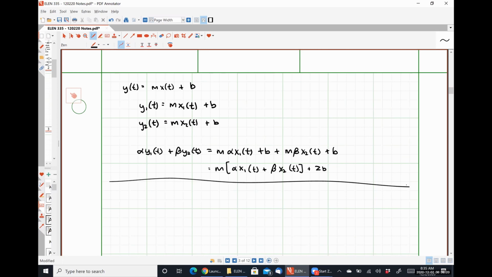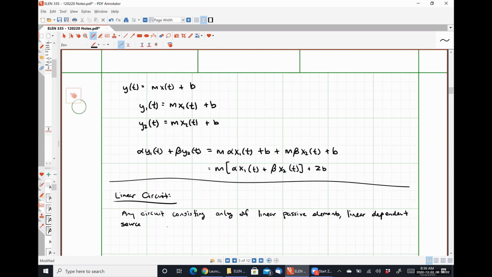we will say then that a linear circuit is any circuit consisting only of linear passive elements, linear dependent sources, and independent sources.